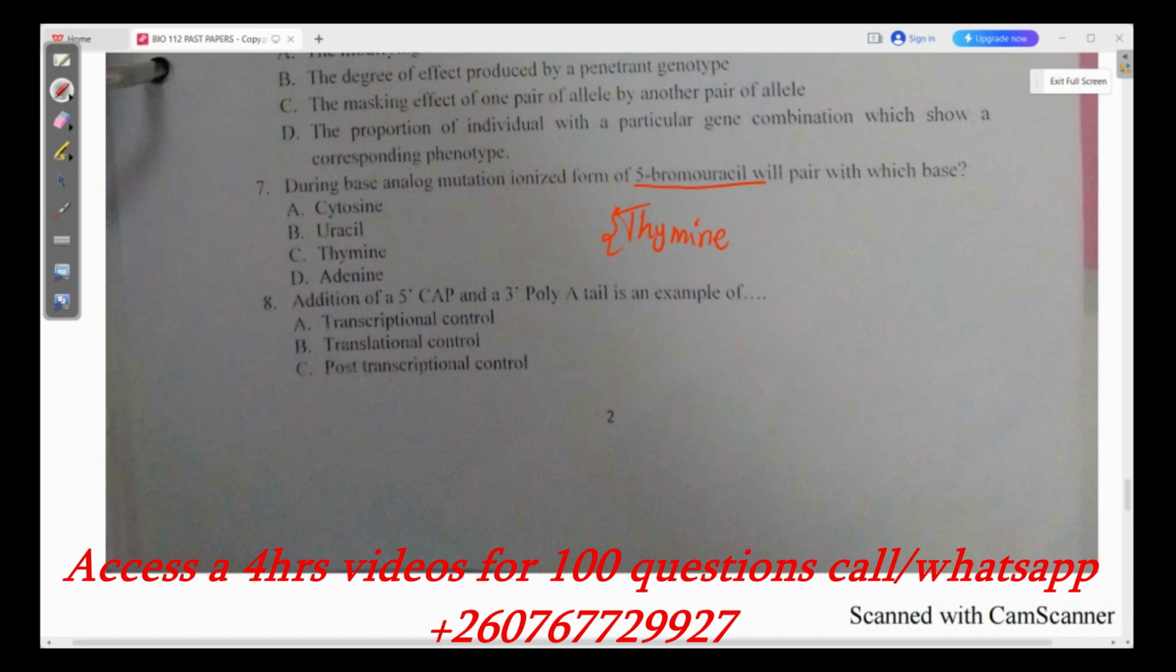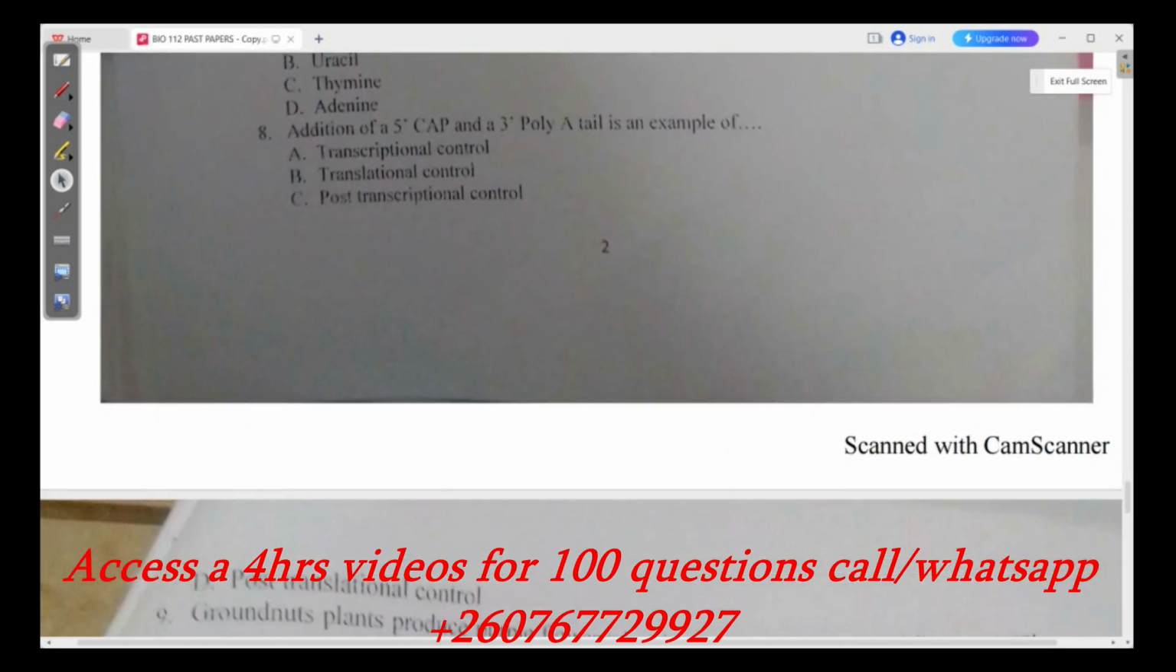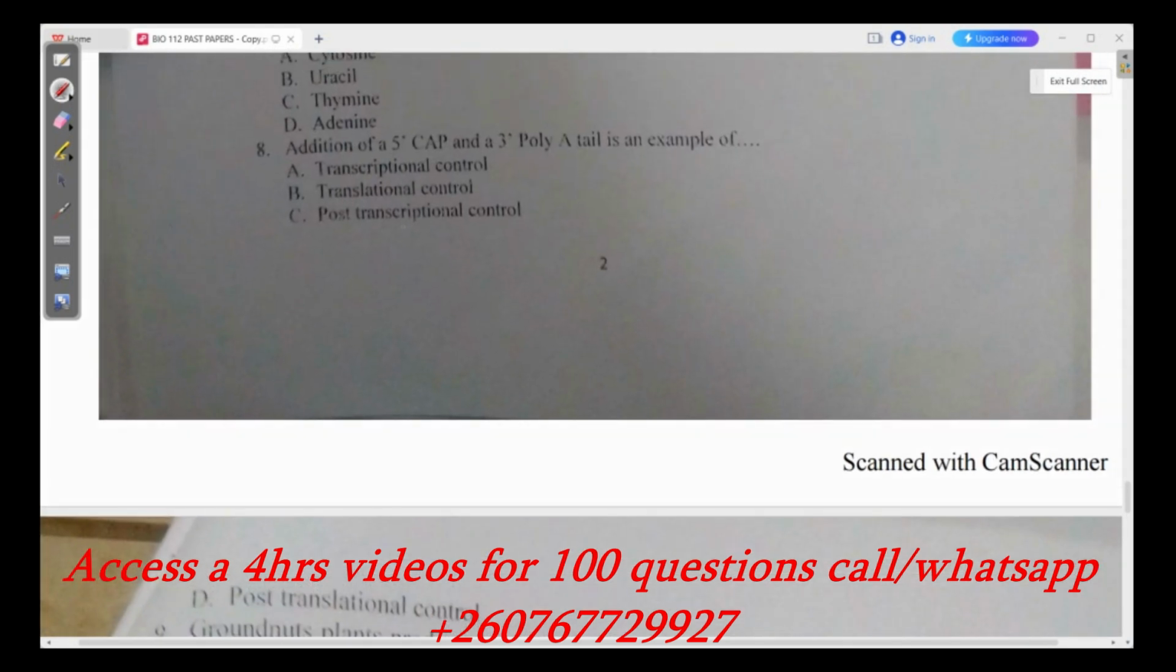Because it has these activities of thymine, it's going to pair with, we know that thymine will pair with what? Adenine. So the answer there has to be D, adenine. That is, 5-bromouracil will mimic the activities of thymine, thereby pairing with adenine. That is going to be a false pair. Okay, it's a mutation.